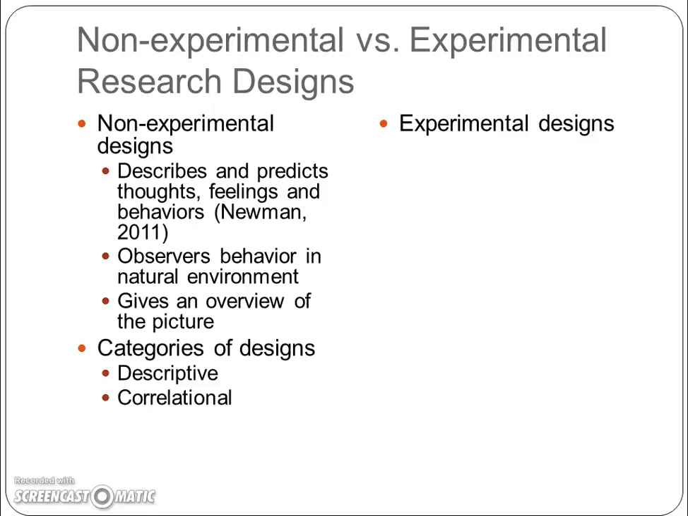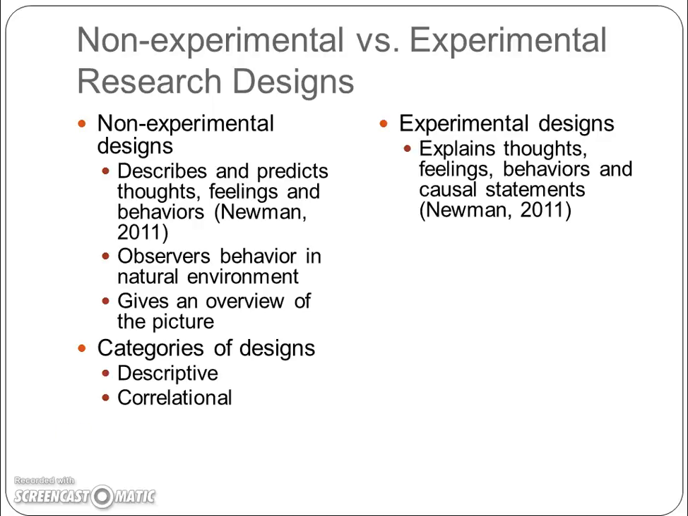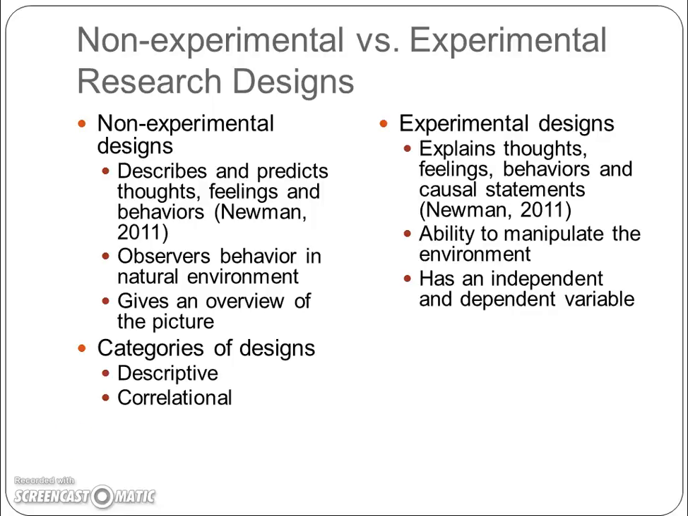Experimental designs explain thoughts, feelings, and behaviors and causal statements, according to Newman. It opts to explain why something happens. You can manipulate and control the environment, which in turn helps participants have the same experience. It has an independent and dependent variable. Independent variable is the variable that is manipulated, and dependent variable is the variable that is measured.